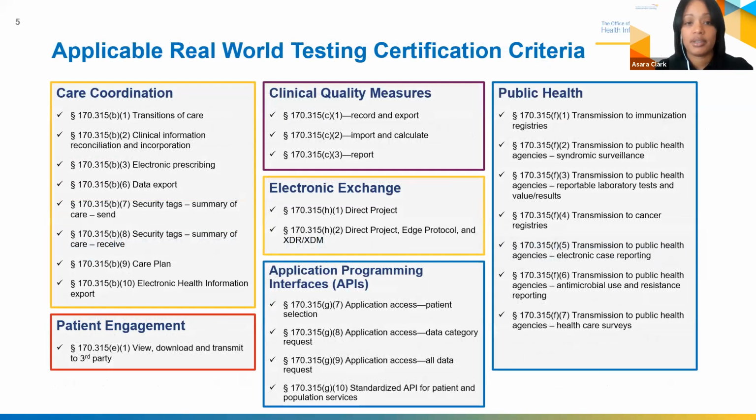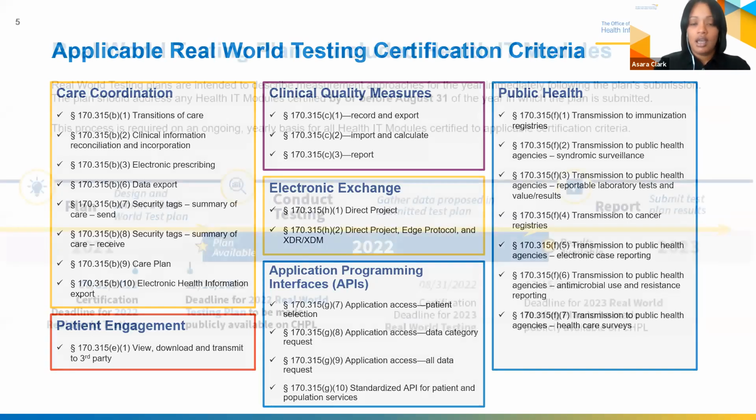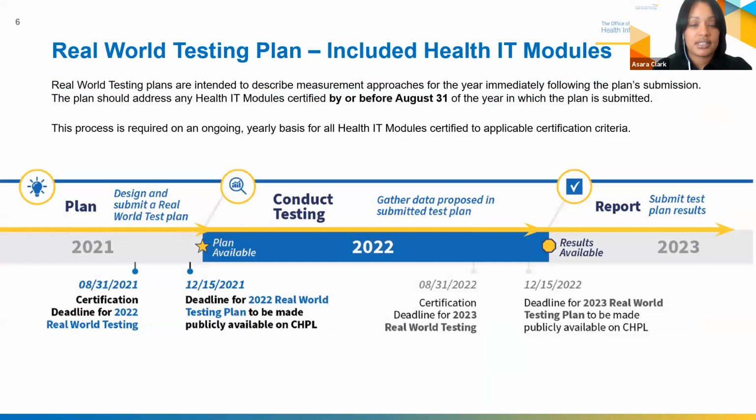So as promised, here are the applicable real-world testing certification criteria. Not going to go through every one of them, but you should know that these are all of the interoperability and data exchange criteria that we have adopted. They are care coordination, patient engagement, clinical quality measures, electronic exchange, application programming interfaces, and public health criteria. So this will be, again, within this deck for your reference.